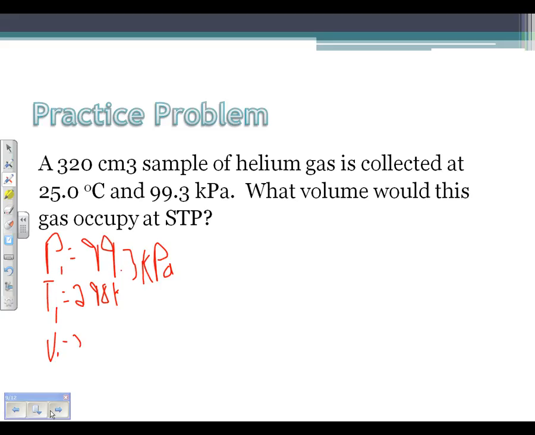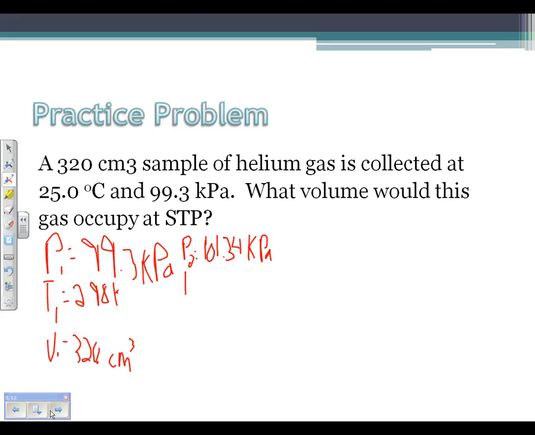Also, according to STP, we know that P2 equals 101.34 kilopascals, and that T2 equals 273 Kelvin. That means that we are solving for V2. But before we can solve for V2, we need to make sure that we have the correct units first. All you need to do is convert 25 degrees Celsius plus 273 equals 298 Kelvin. Using the law, we know that V2 equals V1 times P1 times T2 over P2 times T1.